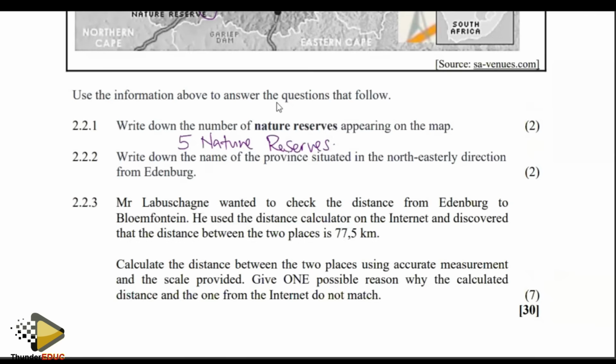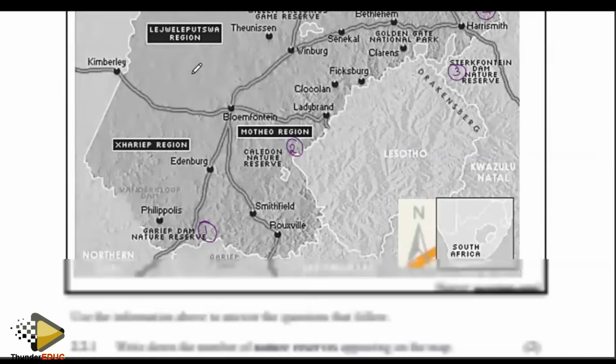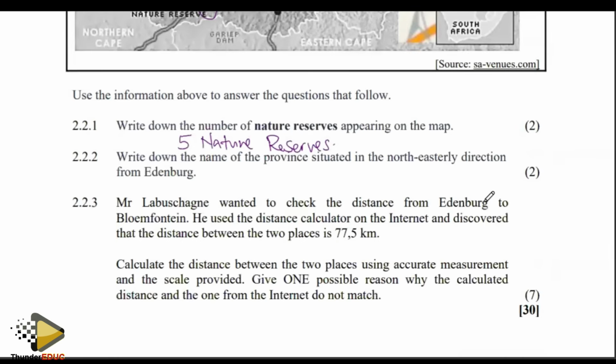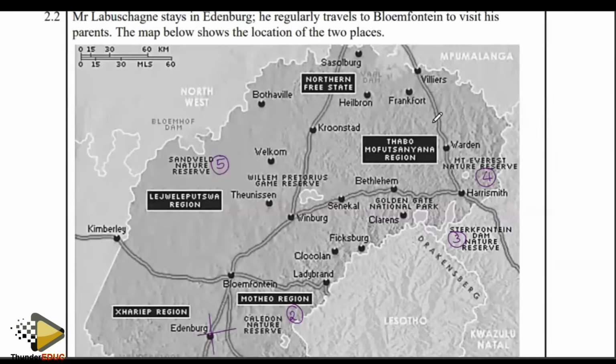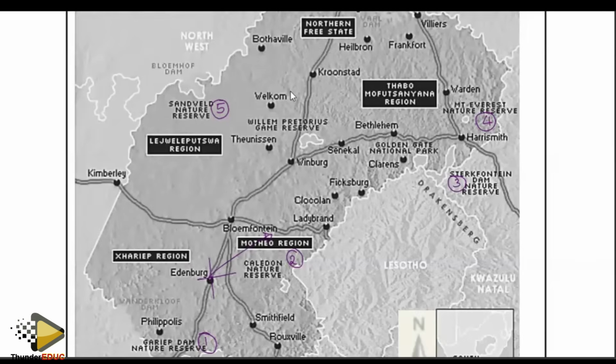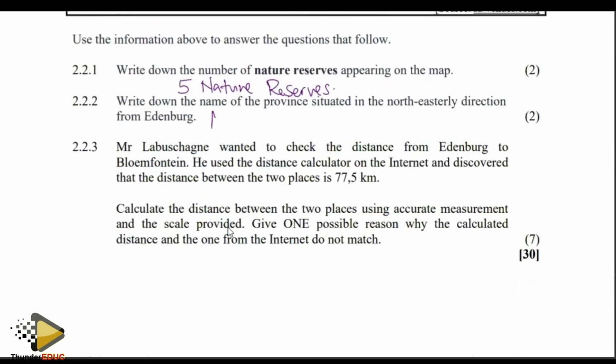Write down the name of the province situated in the northeasterly direction of Edinburgh. Northeastern direction. We're looking for the name of the province situated. So northeastern direction, which province is in this direction? Mpumalanga. You see? Eastern direction. So the only province that we have there is Mpumalanga. So the answer here becomes Mpumalanga.